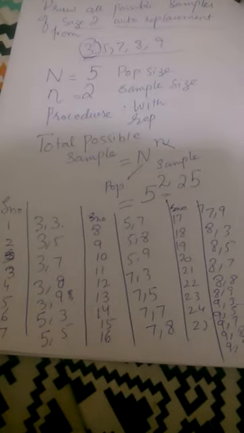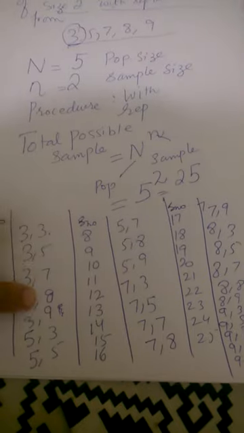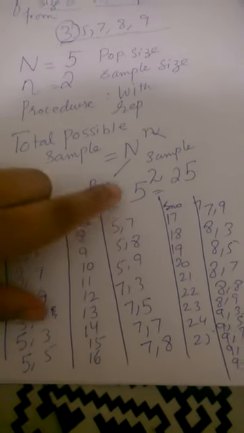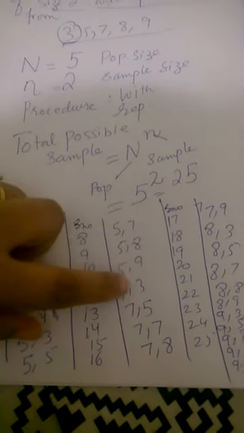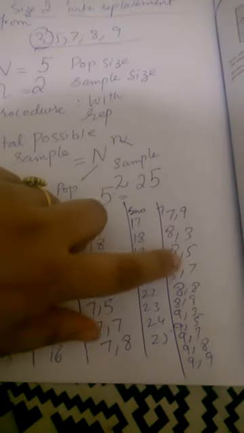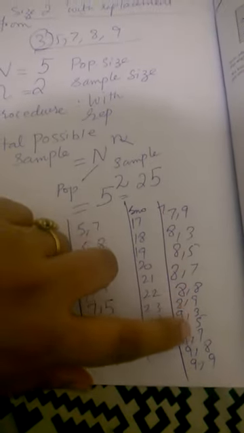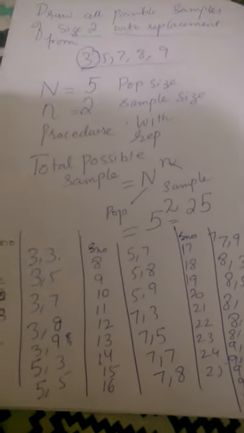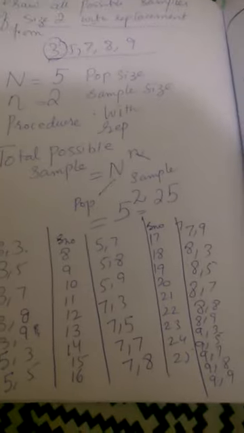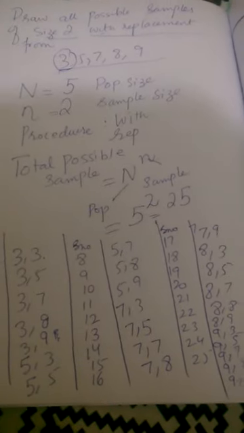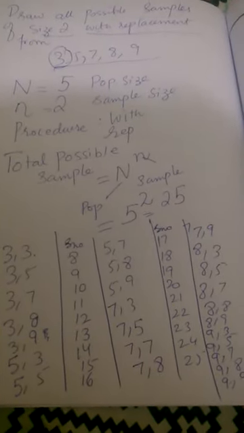You will have 25 samples in this case. Let me count: 1, 2, 3, up to 25. You will have 25 samples in this case of drawing a sample with replacement of size 2 from the selected population.